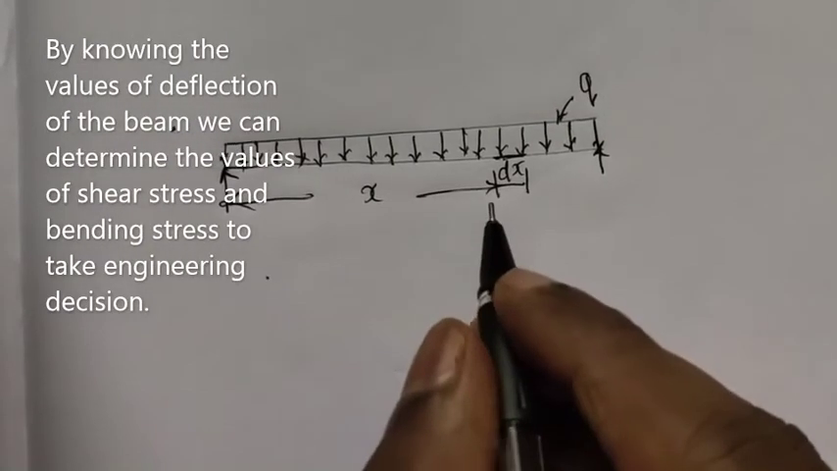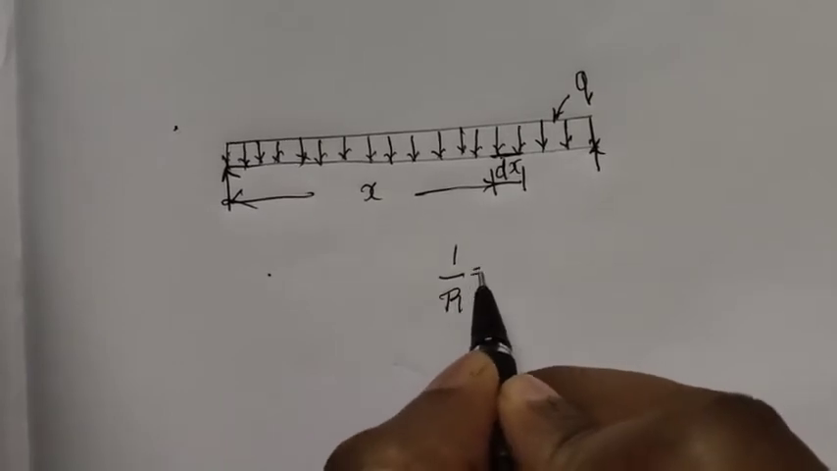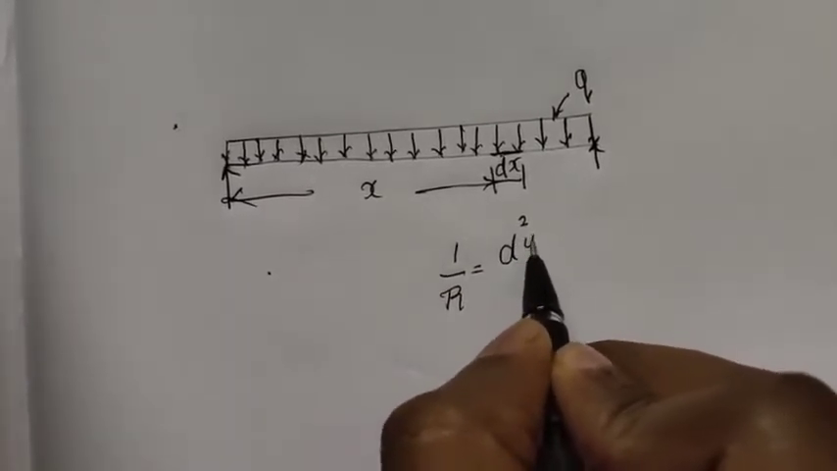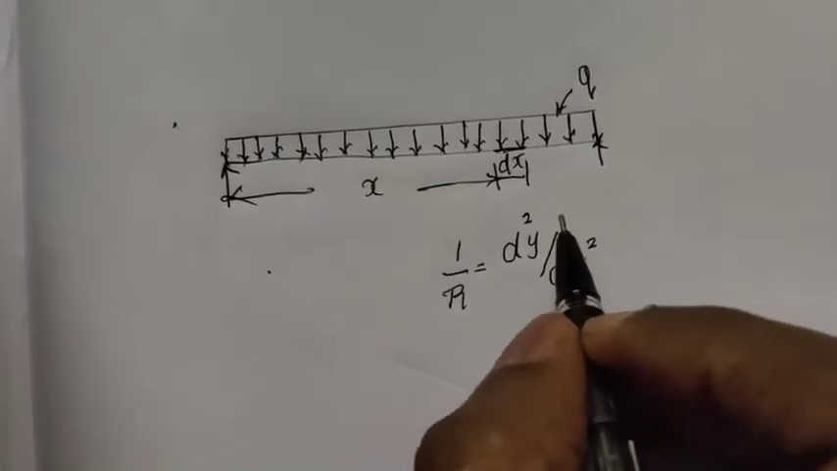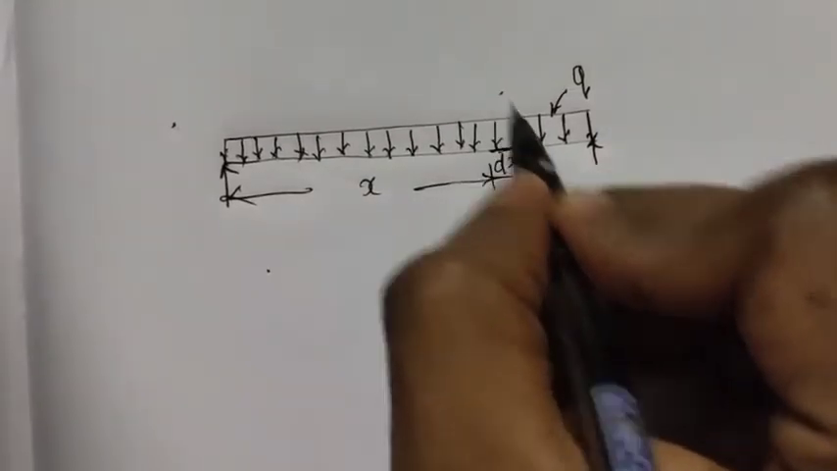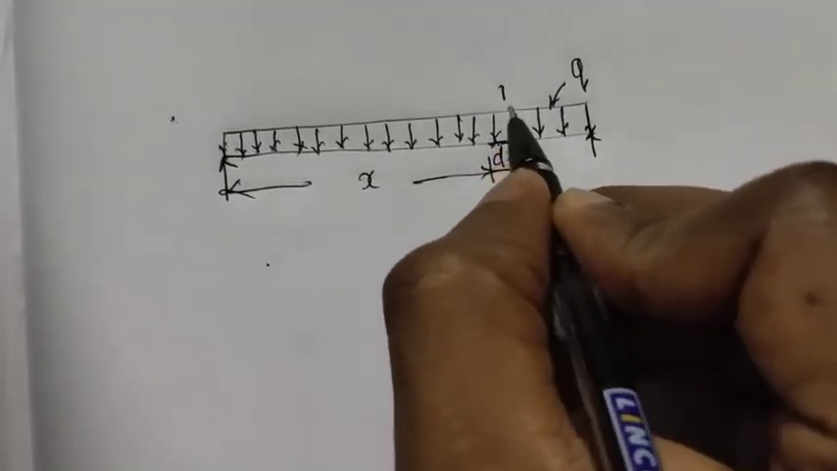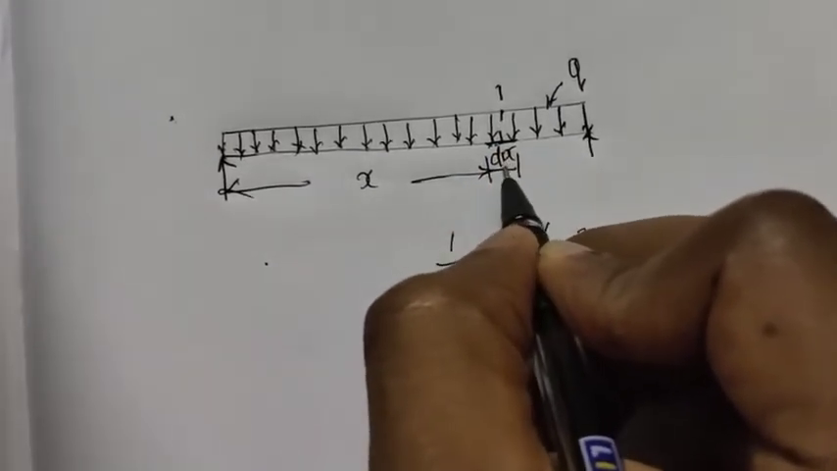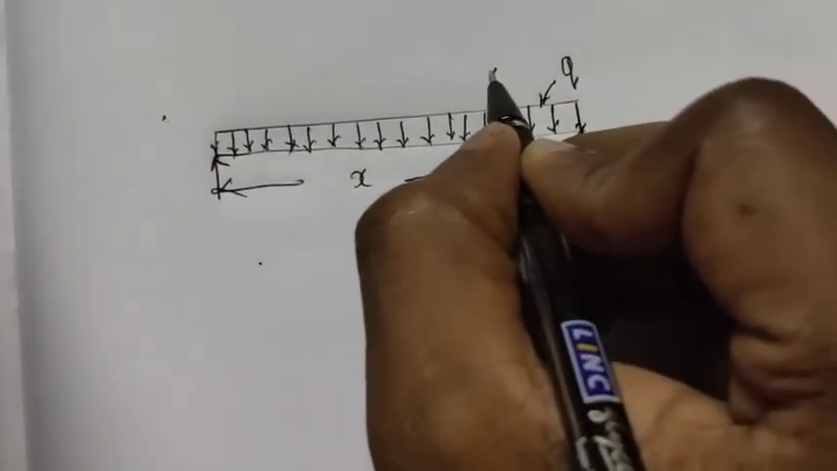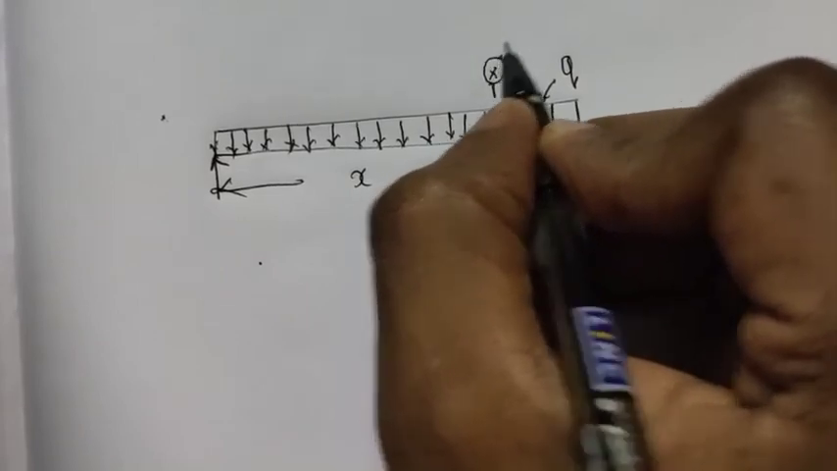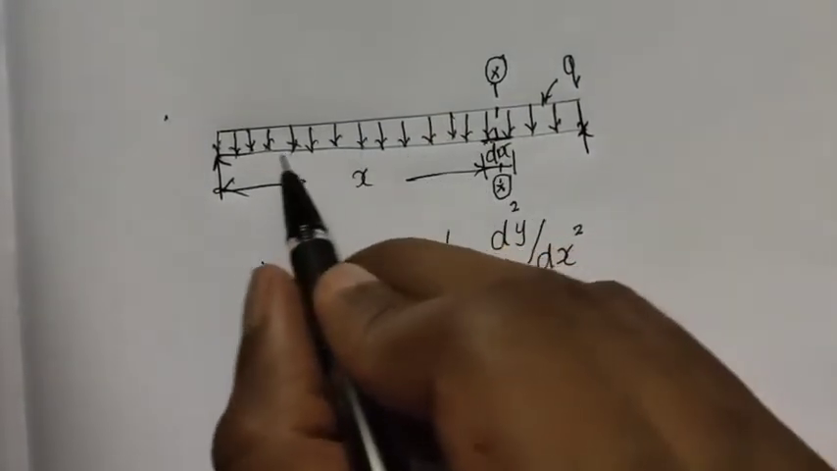Okay, now we have got the value of 1 by r. So 1 by r is equal to d squared y by dx squared. So that is the value that we have got. Now what I'm going to do is I'm going to find the bending moment right at this small portion. It is very small, so I will just discern a section here. Let us say that it is a section XX, and I'm going to find the moment of all the forces about this section XX acting on the left hand side.